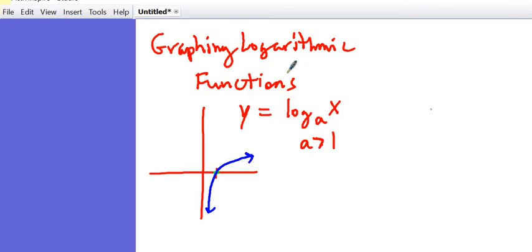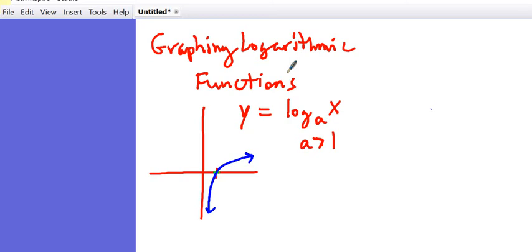All right, today we're going to talk about graphing logarithmic functions. Hopefully by the end of today's lesson, number one, you'll understand that logarithmic functions are the inverse of exponential functions, which we should already know. Number two, you'll know how to graph logarithmic functions, looking at some of the key features of the graph.